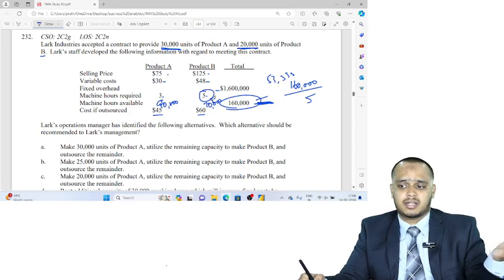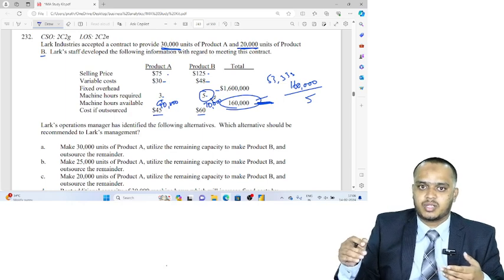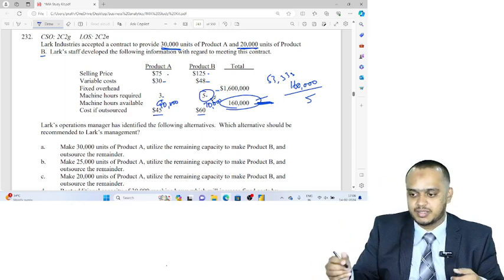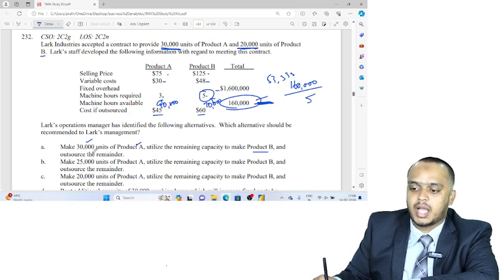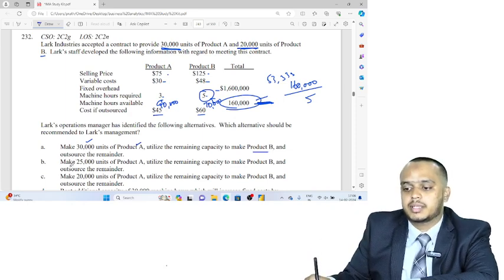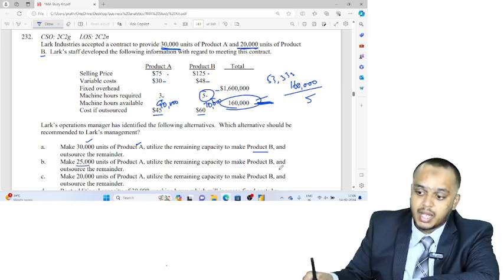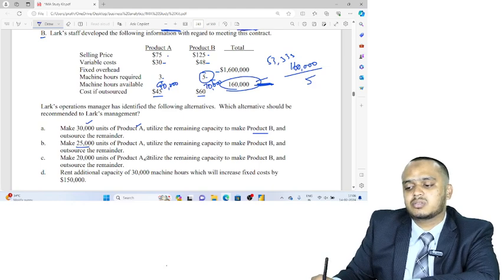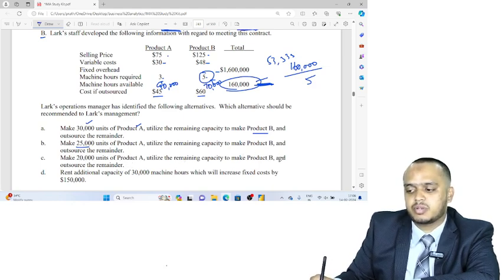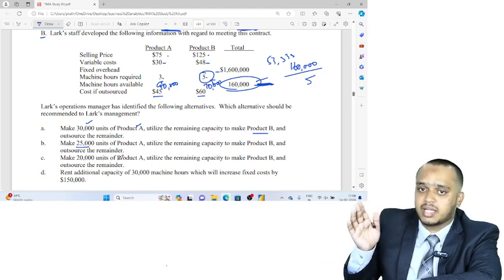But the question is, which is the best alternative for us? We have to see from the options. Option number 1 says make 30,000 of product A, and with the remaining capacity make product B and outsource the remainder. In the second one, he says make 25,000 of product A, utilize the remaining capacity to make product B and outsource the remainder. Option number 3 says make 20,000 units of product A, utilize the remaining capacity to produce product B and outsource the remainder. This does not fit into my calculation just by reading it.